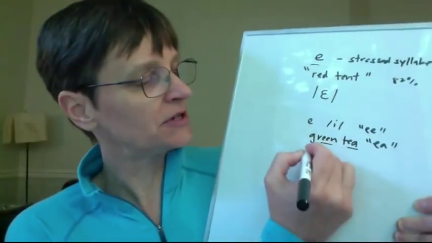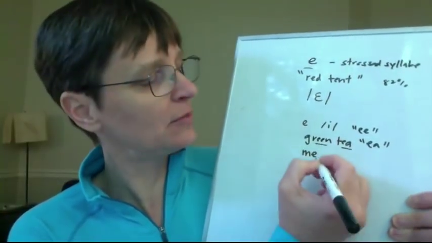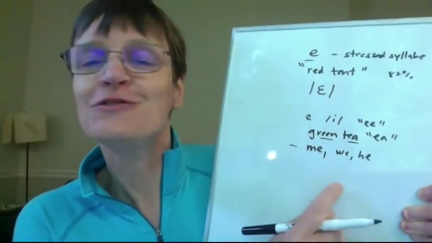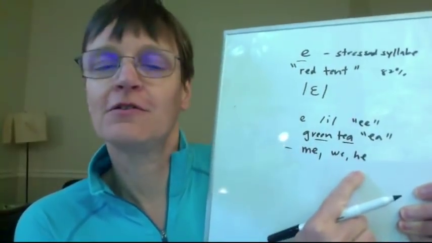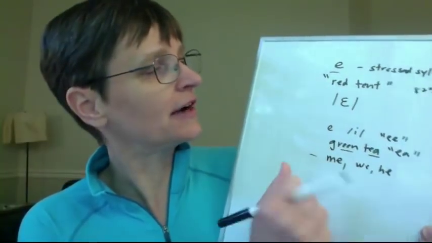There are some exceptions for single letter E's to say the sound E, like me, we, and he. The good news is typically you won't have errors on these words. You see the letter E, you say the sound E, and those are correct.